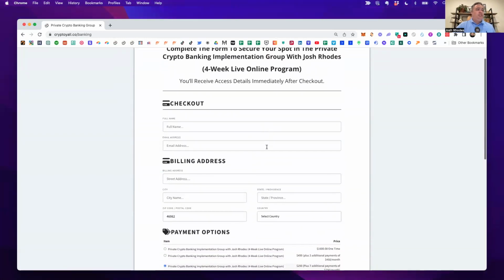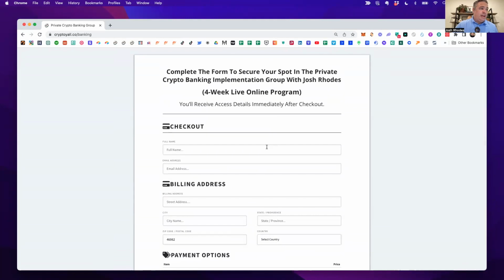So this is just a simple sign up, and you can have access. You can be in the first 5 before I blast this out to the entire email list in a few minutes. So just wanted you to know what you're looking at. $1,600 one time. You get all the bonuses. If you want to split it up over time, you can do that.